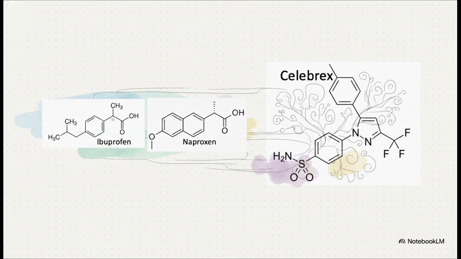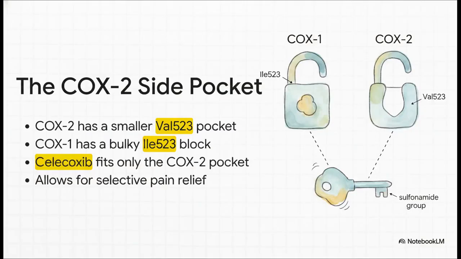So how did medicinal chemists engineer a drug that only blocks the bad guy, COX-2? Well, take a look at the structures of ibuprofen and naproxen. They're relatively linear, straightforward little molecules. Now compare that to Celebrex, also known as celecoxib. It looks like a completely different beast, doesn't it? It's highly branched, it's bulky, and it has that very distinct sulfonamide group, that piece with the sulfur and oxygen atoms just hanging right off it. And that bulky design? Absolutely no accident.